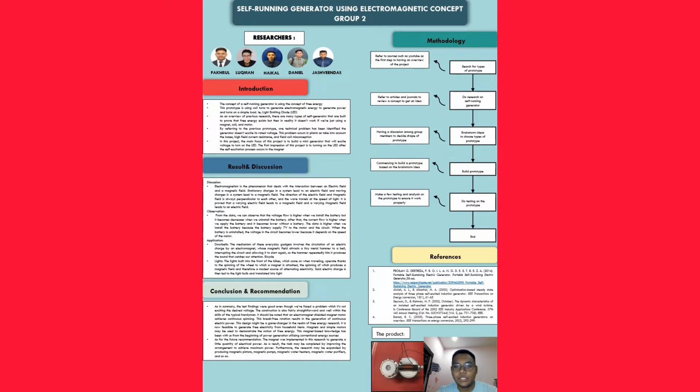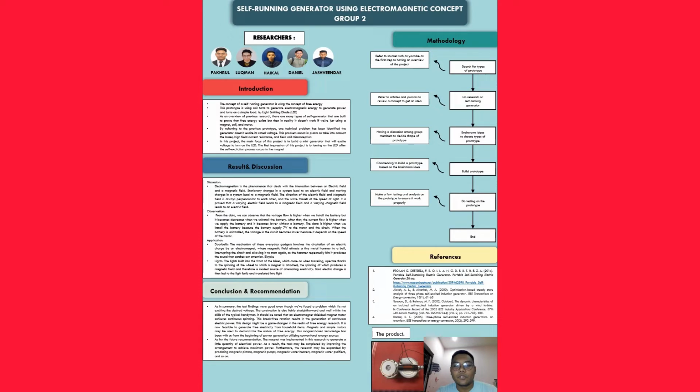So for this presentation, I will explain the methodology of the self-running generator by using the electromagnetic concept. The first step begins with searching for types of prototype, where we are referring to sources such as YouTube as the first step to having an overview of the project. The second step is followed by doing research on the self-running generator concept, where we are referring to articles and journals that are related to the concept to have an idea.